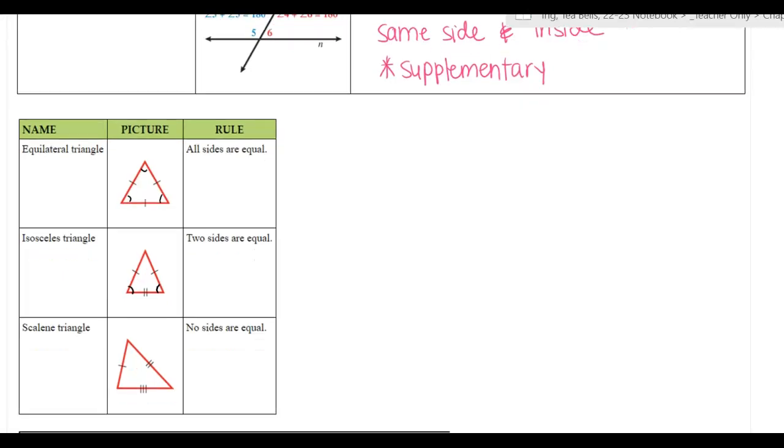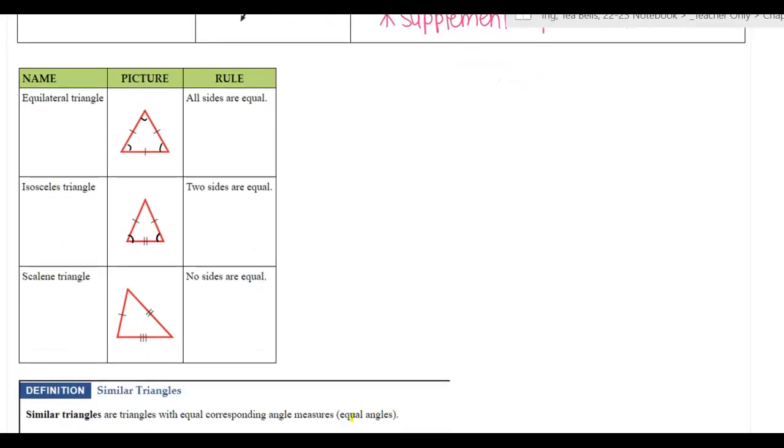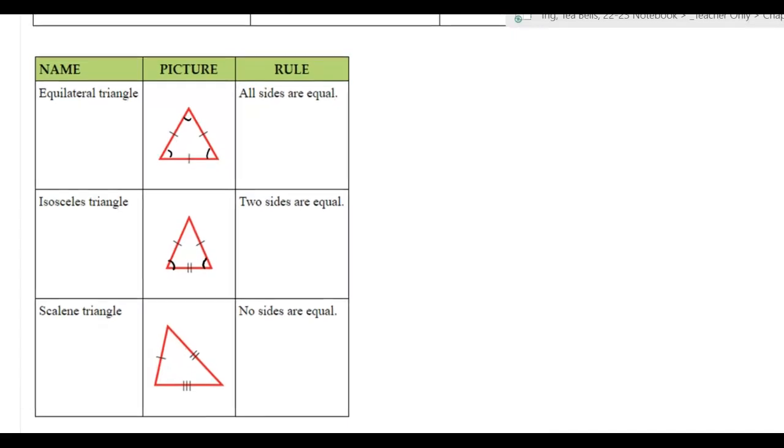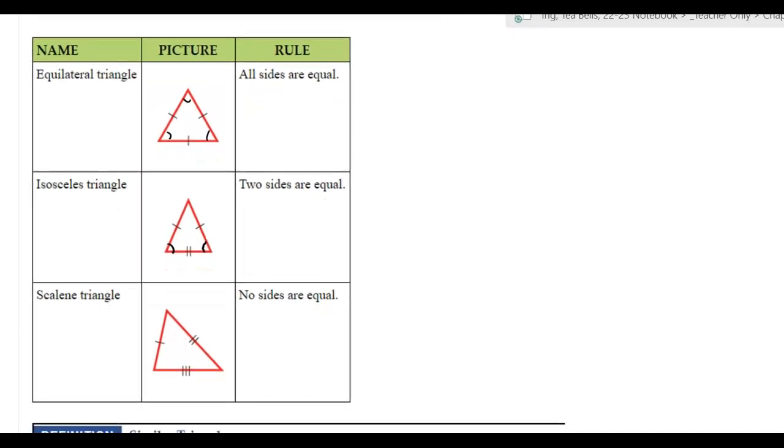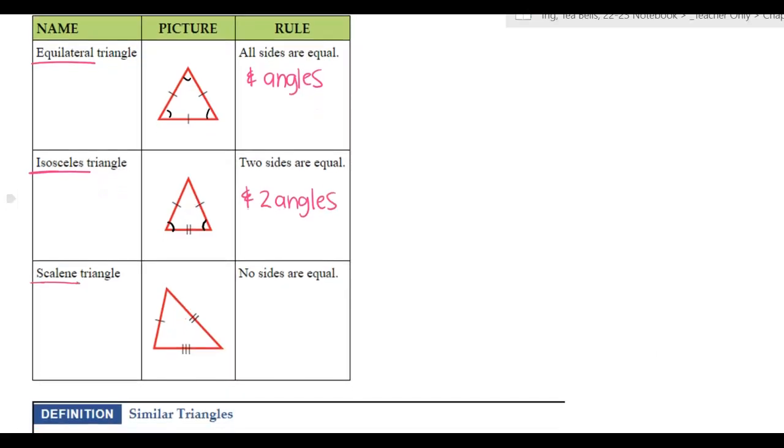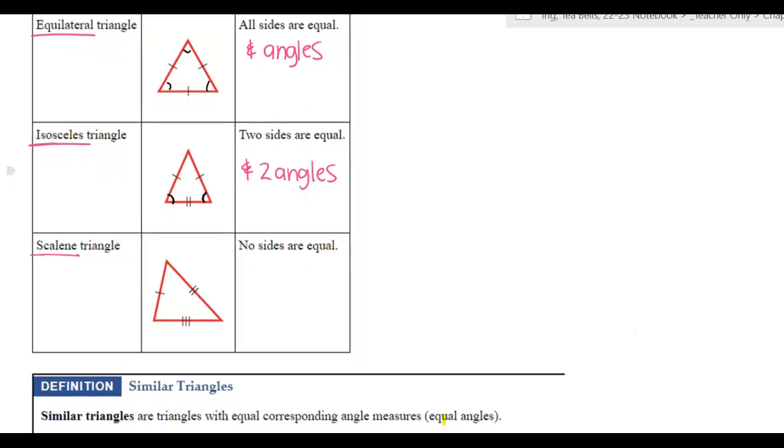Okay, and then just to talk about different types of triangles. So one type of triangle is called equilateral. So all the sides are equal to each other. And if all the sides are equal, so are the angles. So the angles and the sides are all going to have the same measurement. If two sides are equal, we call this isosceles. And if we have two equal sides, we also have two congruent angles. And then our last one is scalene. Scalene means that none of them are the same.